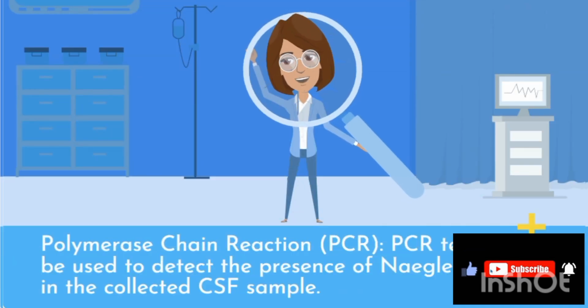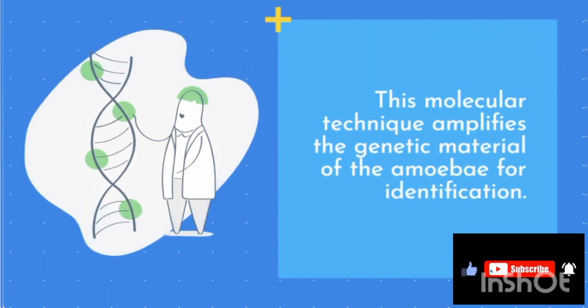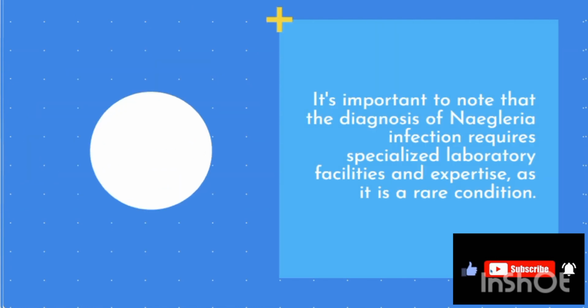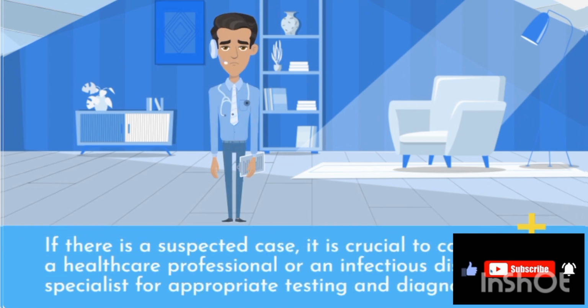Polymerase chain reaction, PCR. PCR testing can be used to detect the presence of Naegleria DNA, and the collected CSF molecular technique amplifies the genetic material of the amoeba for identification. It's important to note that the diagnosis of Naegleria infection requires specialized laboratory facilities and expertise. If there is a suspected case, it is crucial to consult with a healthcare professional or an infectious disease specialist for appropriate testing and diagnosis.